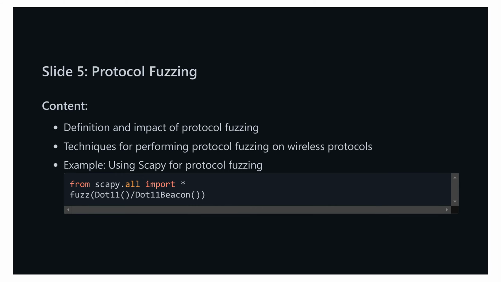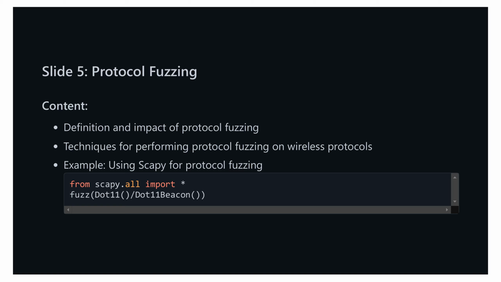Now that we have a solid understanding of signal jamming and its practical applications using Aircrack-NG, let's move on to another crucial topic: protocol fuzzing. Protocol fuzzing is a technique used to test the robustness and security of wireless communication protocols by sending malformed or unexpected inputs. The primary goal is to identify vulnerabilities that can be exploited to disrupt or take control of the communication process. The impact of protocol fuzzing can be significant, potentially revealing critical weaknesses in wireless network protocols.